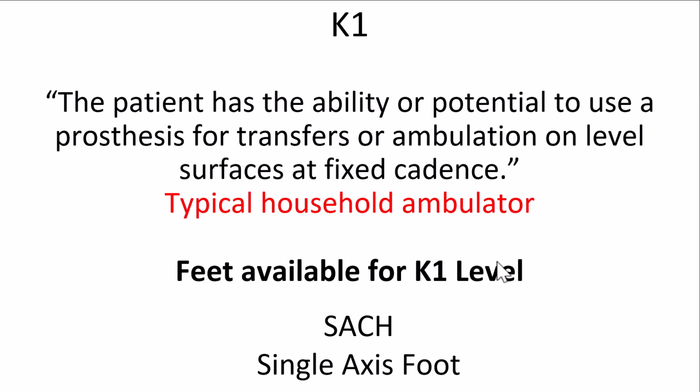K1, patient has the ability or potential to use a prosthesis for transfers or ambulation on level surfaces with a fixed cadence. Okay, this is a typical household ambulator. If somebody is designated as K1 level by the AMP outcome measure that we talked about, they are eligible for two different kinds of feet, either a SACH foot or a single axis foot.